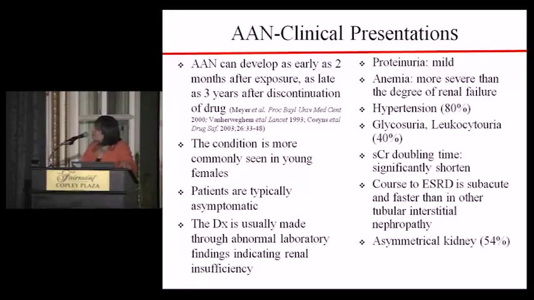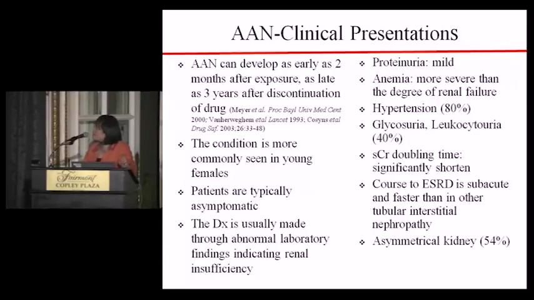The unique feature of this condition is that the patient presents with proteinuria, usually mild, and I'll elaborate a little bit more in the next slide. Patients develop anemia. The anemia tends to be more severe, proportional to the degree of renal failure. 80% of patients develop hypertension, despite being young.